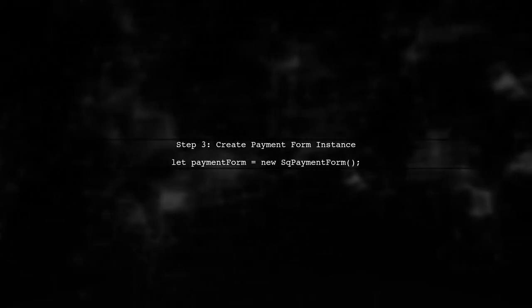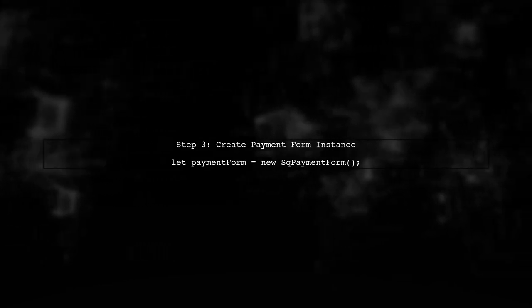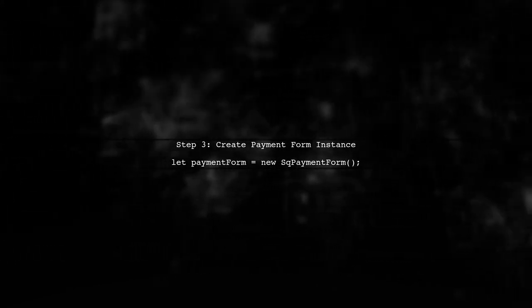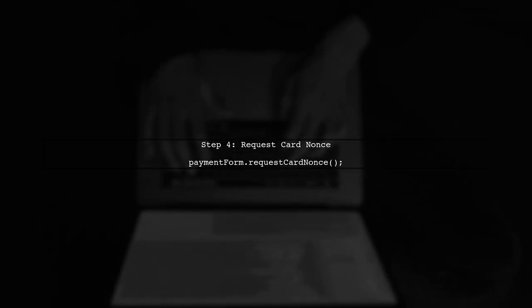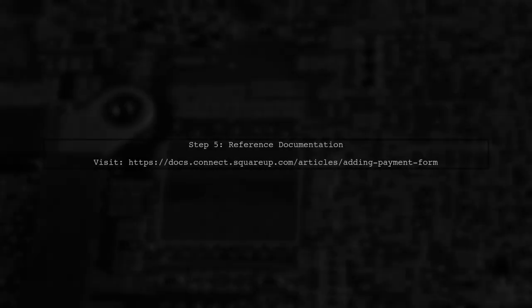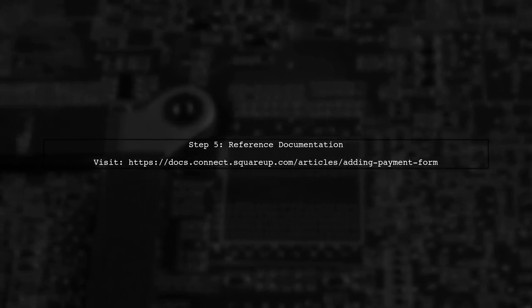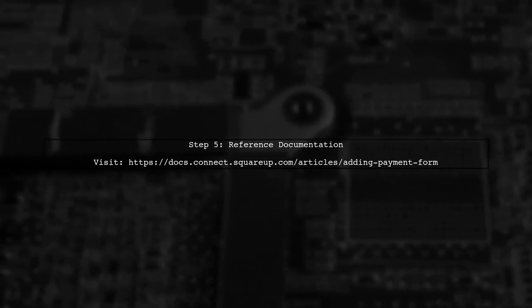Now, let's create an instance of SQ payment form in your component. This will allow you to access its methods, such as requestCardNonce. Finally, you can call the requestCardNonce method when you need to process the payment. Make sure to handle the response appropriately. For more detailed information, refer to the Square documentation on integrating the payment form into your application.